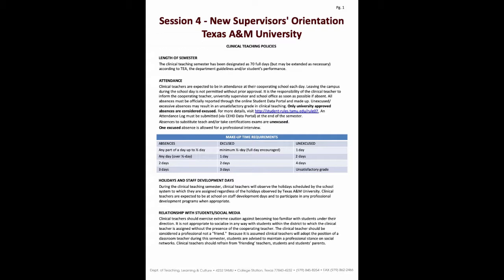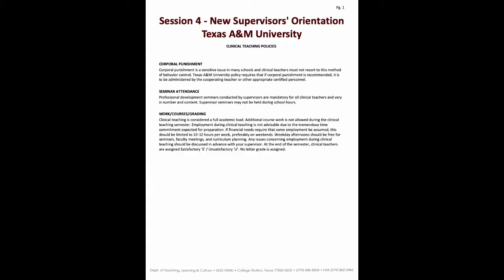This is a good time to also stress the importance of being on time each day, which means being in the classroom at least 10 to 15 minutes before students arrive in the classroom. Also stress the importance of following the school's guidelines for teachers leaving school at the end of the day. On the next slide, you see the remainder of the page on clinical teaching policies.